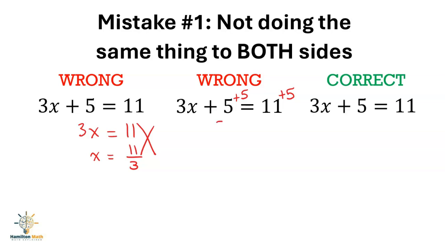And so we're going to get 3x. And then the 5 plus 5 they say is 0. And then they get 11 plus 5. They say, well, that's going to be 16, which gives me x equals 16 over 3. And that is also incorrect.